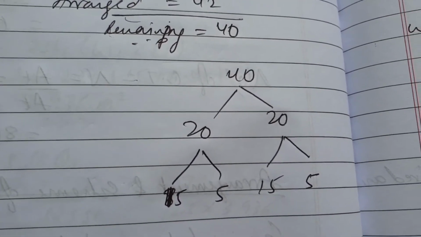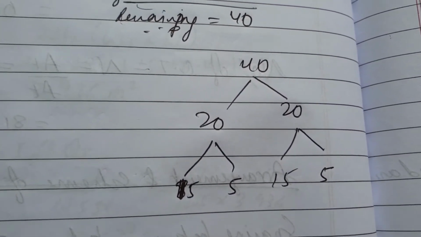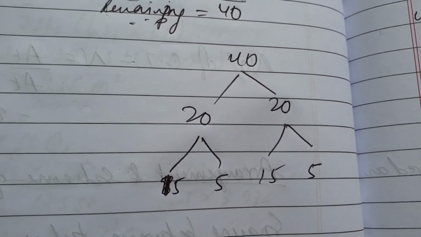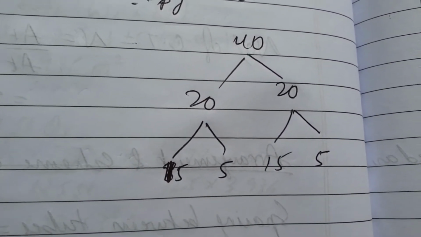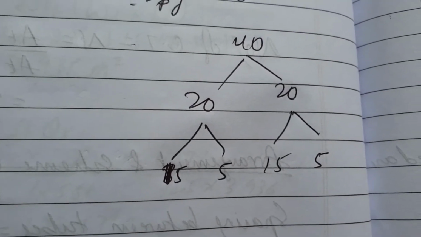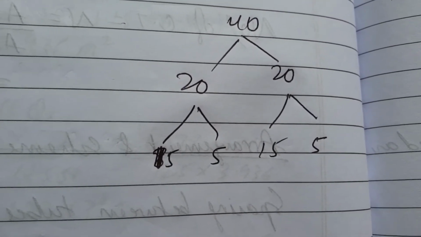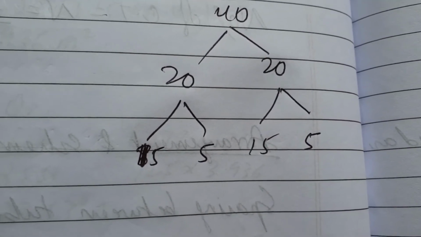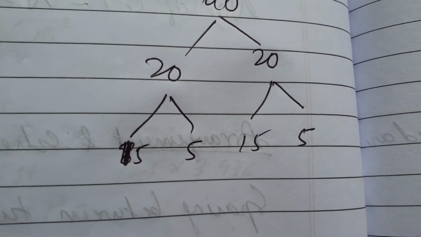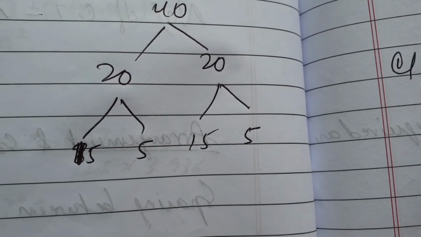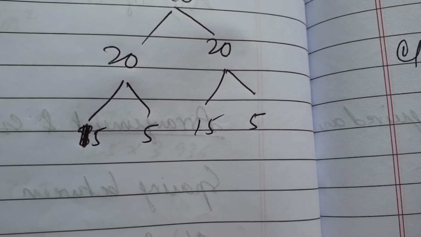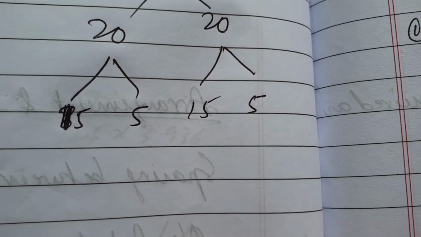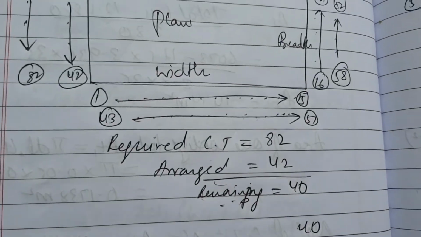Again divide 20 into 2 parts, and make sure that along the width you can place a maximum of 15 cooling tubes. So I am writing 15 here, and along the breadth you can place 6 cooling tubes at maximum, so I am writing it as 5. Next, it is clear that along length now you have to place 15 CT, and along breadth you have to place 5 CT. Go back to the figure.